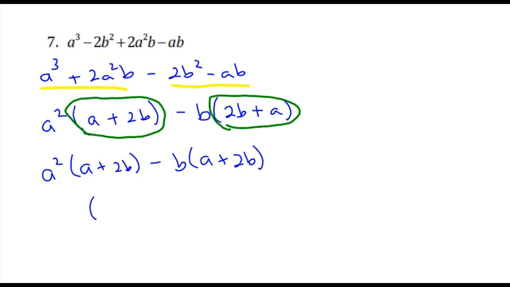And then my greatest common factor here is a plus 2b. That's what we have in parentheses. So I'll factor that out. And my other factor is then a squared minus b. So our final factoring of this 4-term polynomial is a plus 2b as the one factor and a squared minus b as the other factor.